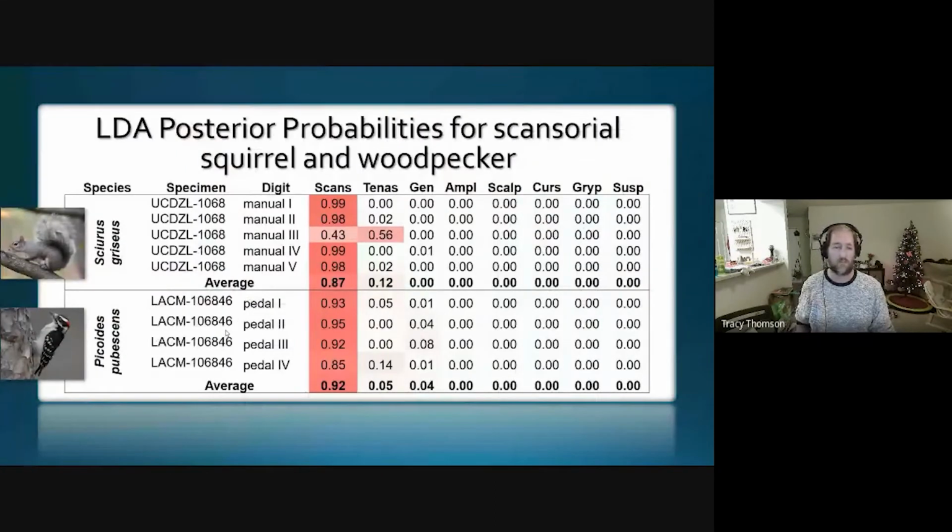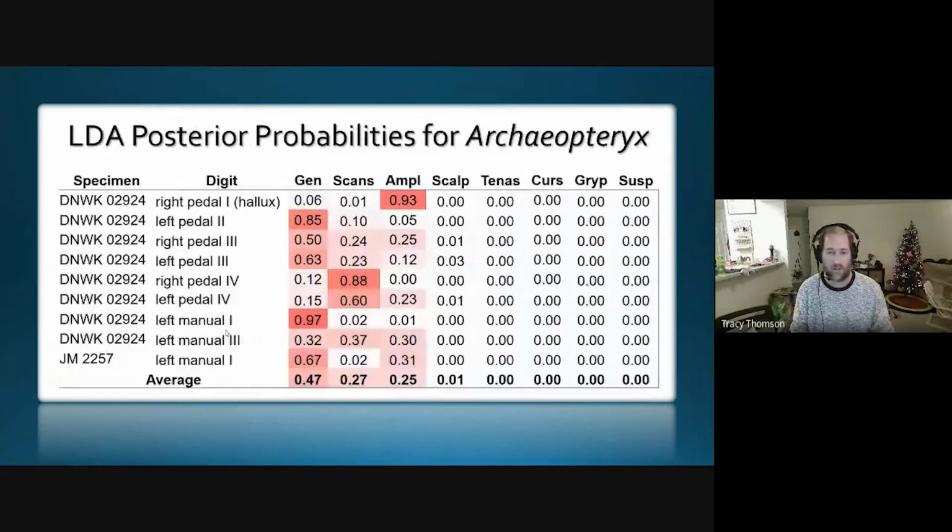Here are the posterior probabilities for that, and you'll notice that both the squirrel and the woodpecker, 99%, 95% right down the line, they are being classified as scansorial without hardly any doubt there. What about Archaeopteryx? Where does Archaeopteryx fall? Archaeopteryx, just as Archaeopteryx does, is generalist and weird and interesting. It is generalist, scansorial, and amplectorial.